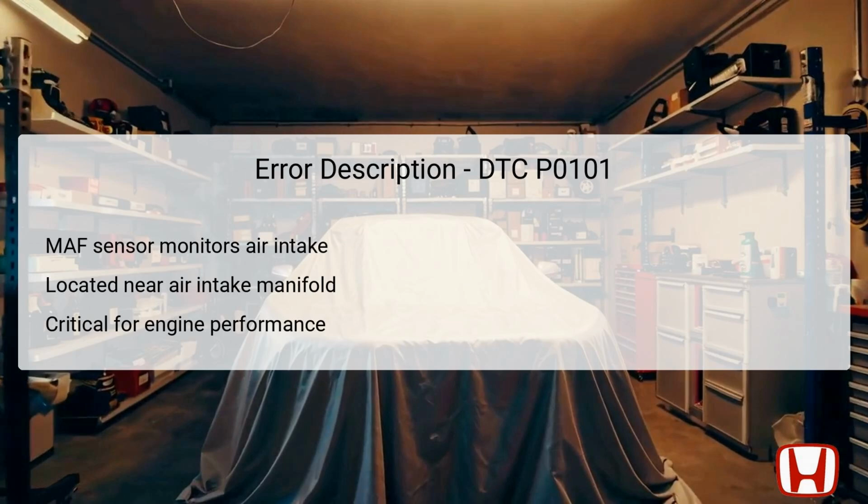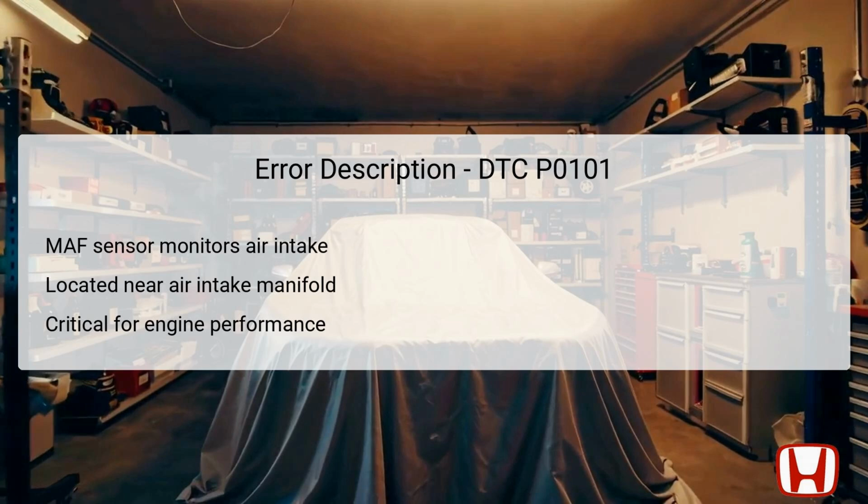DTC P0101 indicates a problem with the circuit range or performance of the mass airflow MAF sensor, which is integral to the vehicle's fuel management strategy. The MAF sensor is located between the air cleaner and the intake manifold, measuring the volume and density of air entering the engine. This information helps the Engine Control Module, ECM, to adjust the fuel injection timing and quantity accordingly.